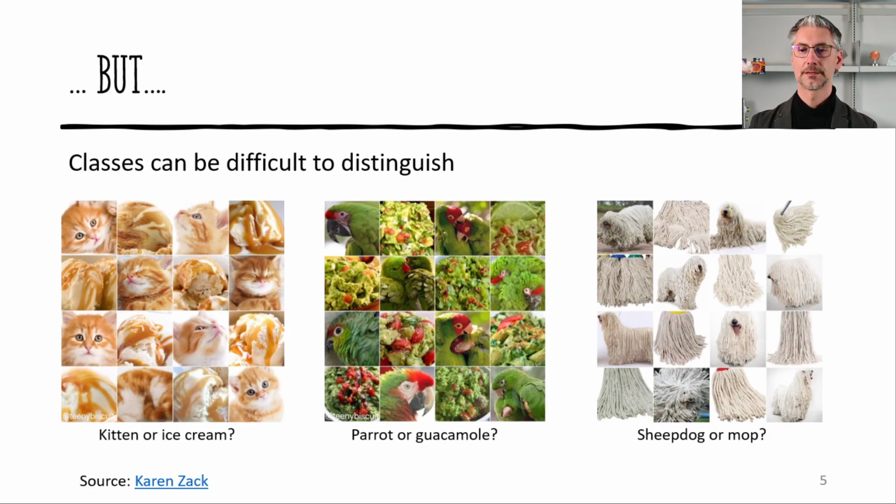Of course, you might have guessed that in reality it's not quite so simple. Classes can be quite difficult to distinguish, like kitten or ice cream, parrot or guacamole, sheepdog or mop. There are some funny memes on the internet, but more seriously in our applications we will be faced with the same conundrum. Some of the cases will be very difficult to assign to one or the other class, and we will need a lot of expert knowledge to make a guess.